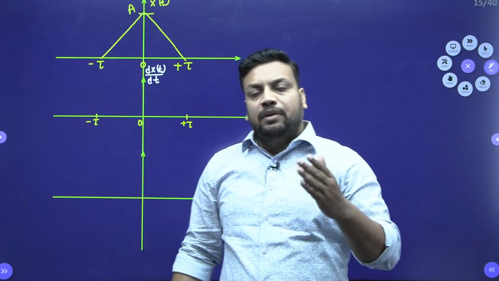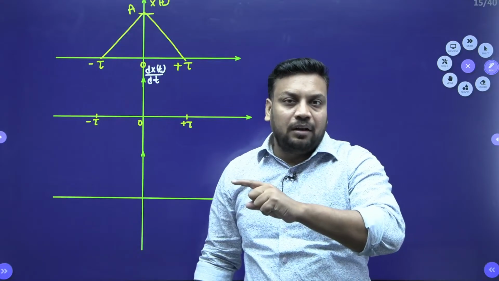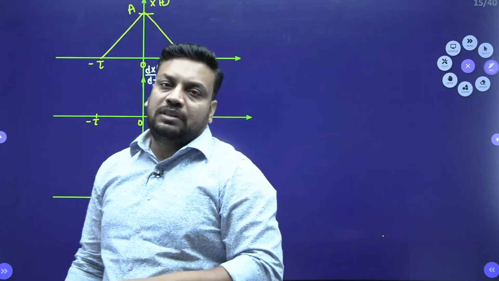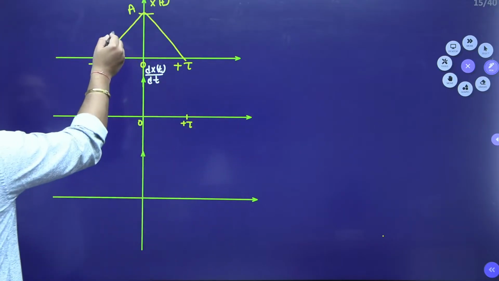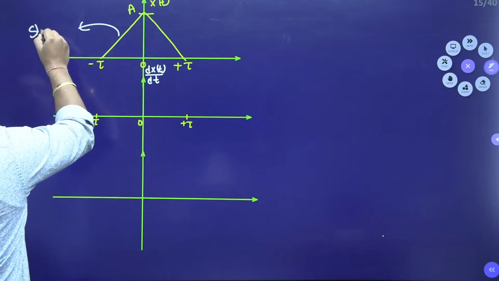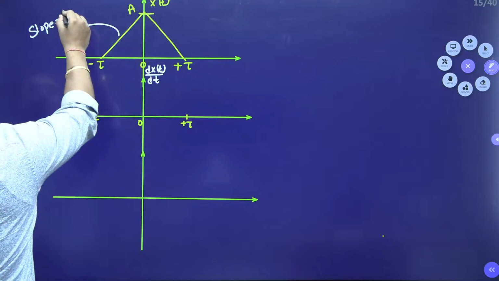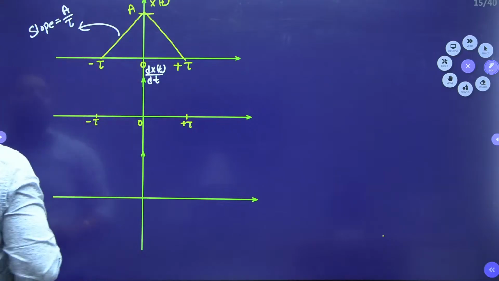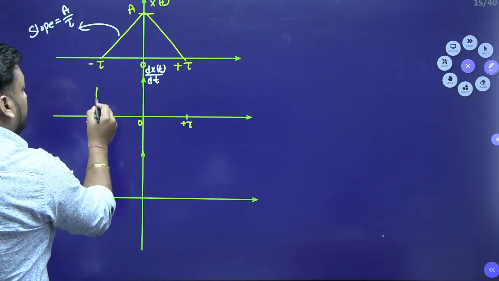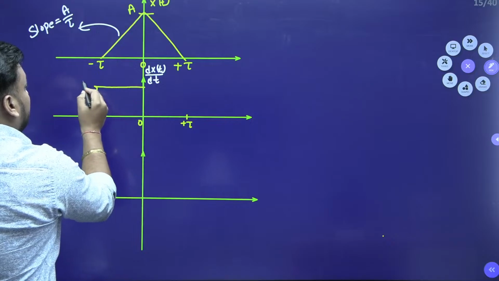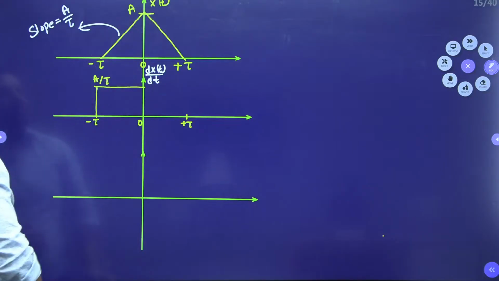At the same time, in the process of differentiation, the slope of a ramp signal will become the magnitude of a step signal. It means whatever the slope of this ramp is, you have to calculate it. What is the slope, guys? Slope is nothing but difference in y upon difference in x, so slope is a by tau. For this slope you have to create the magnitude, so I need to make a step signal with magnitude a by tau.